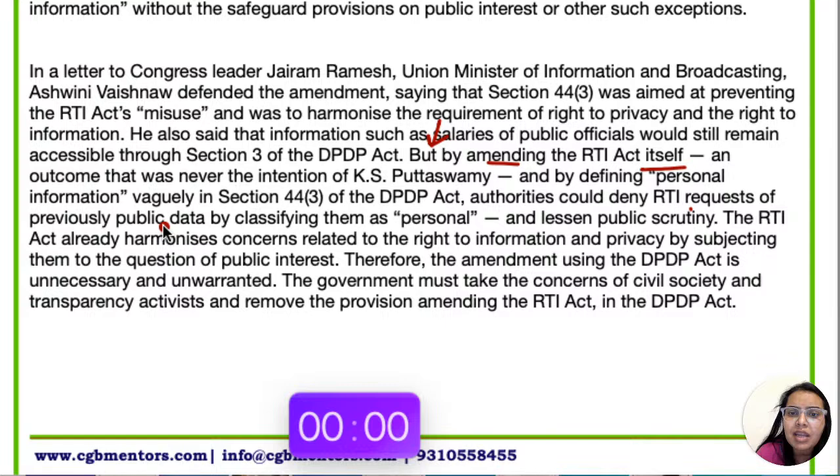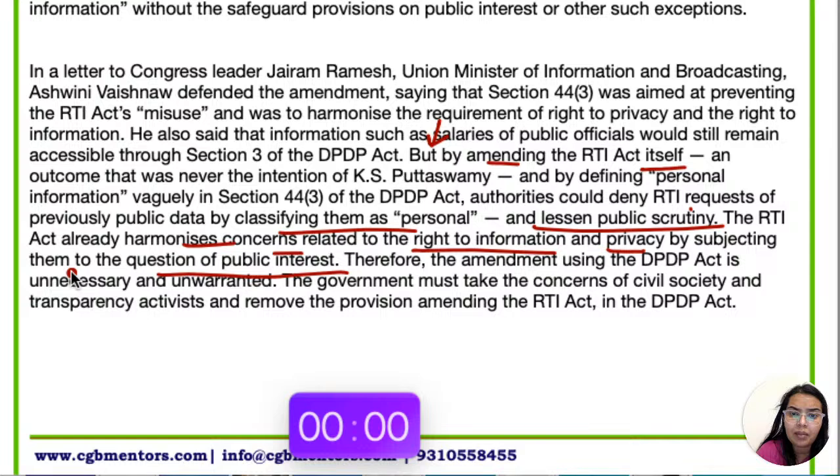The RTI Act already harmonizes concerns related to right to information and privacy by subjecting them to the question of public interest. Already in this act, we get to see if the information is asked, it is related to right to information and privacy, but it is subjected to the question of public interest, whether they are of public interest or not. Therefore, the amendment using the act is unnecessary and unwarranted.